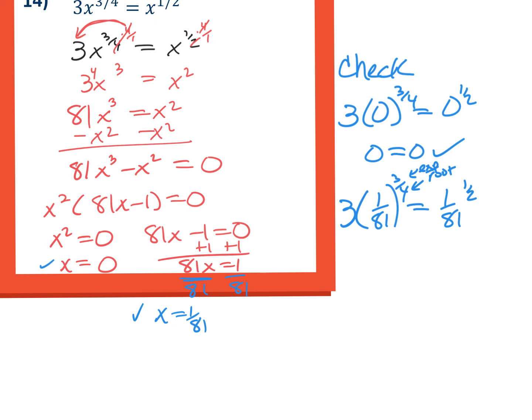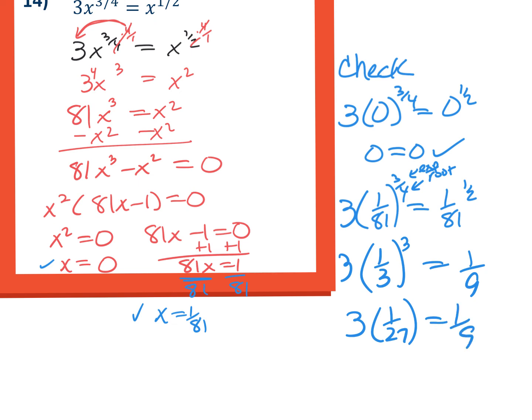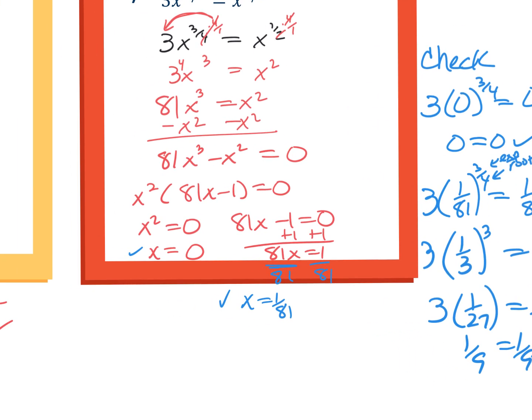So the 4th root of 1 over 81 is 1/3. And then the square root of 1 over 81 is 1/9. And then here this becomes 1 over 27. And then when I multiply this, I get 1/9. 1/9 equals 1/9. So again, both answers are good. So I have x equals 0 and x equals 1 over 81.